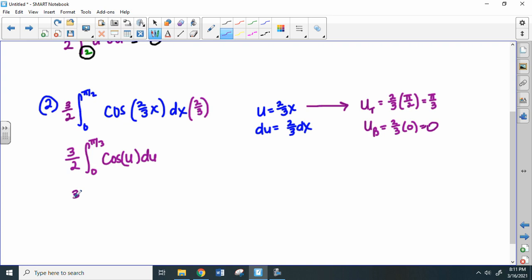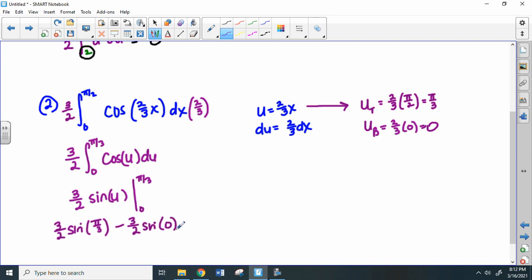The 3/2 will stay. I have to remember the integral of cosine of u is sine of u. Because it's definite integration, instead of putting plus c, I'm going to put my bounds. Because I changed my bounds to represent u's, I never have to plug 2/3 x back in. I literally get to plug these numbers in place of u. So I get 3/2 sine of pi over 3 minus 3/2 sine of 0.